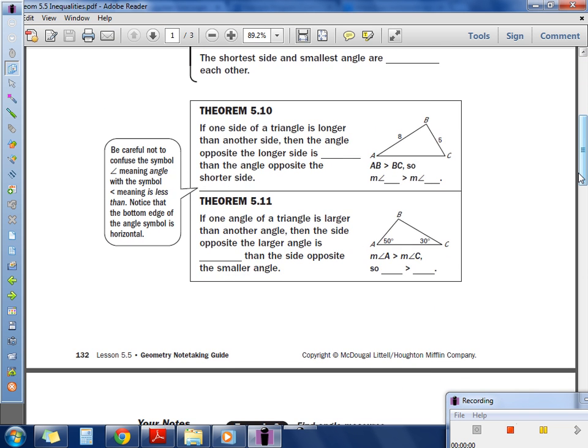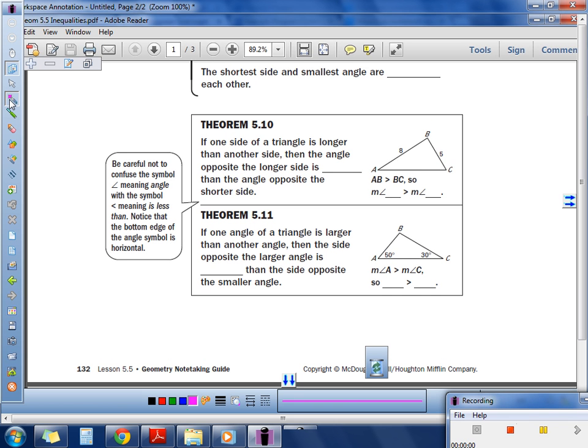Theorem 5.10. Here's some inequality statements that will always be true, especially when we're on these scaling types of triangles. Says if one side of a triangle is longer than another side, then the angle opposite the longer is blank than the angle opposite the shortest side. Anybody find that answer? Larger. This longer side is larger than the angle opposite the shorter side.